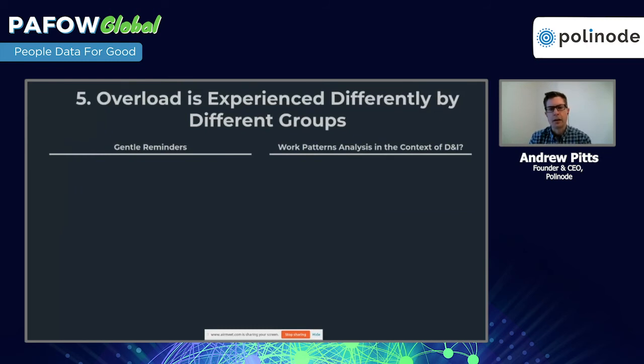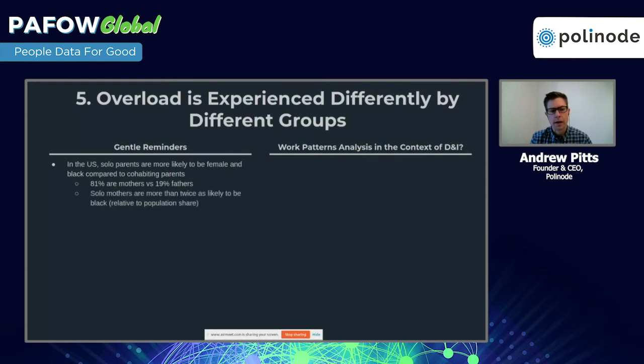Example number 5. So here I want to talk a little bit about overload. It's important to acknowledge that overload is experienced differently by different groups. And so I just want to give a few gentle reminders here about some populations. So in the US, solo parents are more likely to be female and Black compared to cohabiting parents. So 81% of solo parents are mothers and 19% are fathers. So thinking about gender. And solo mothers are more than twice as likely to be Black relative to the population as a whole.